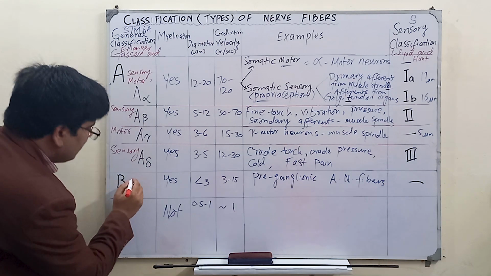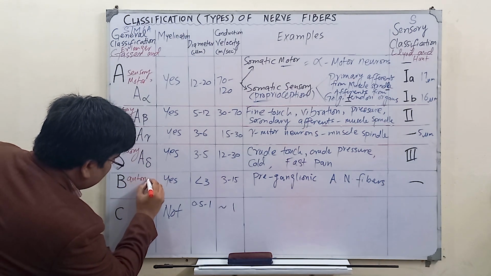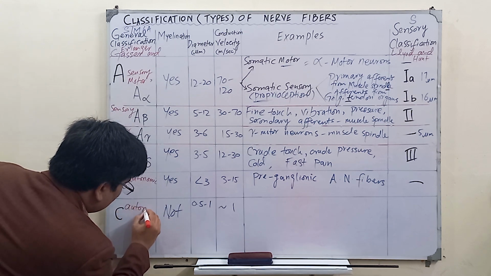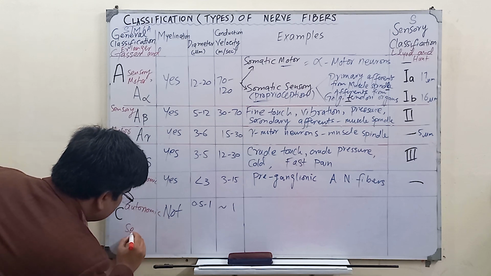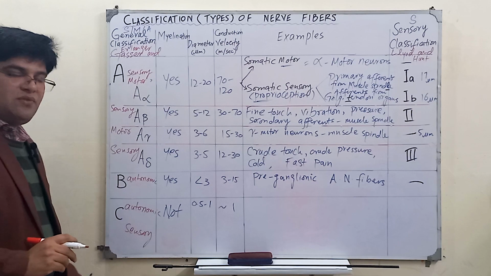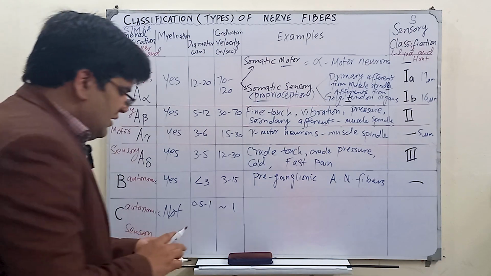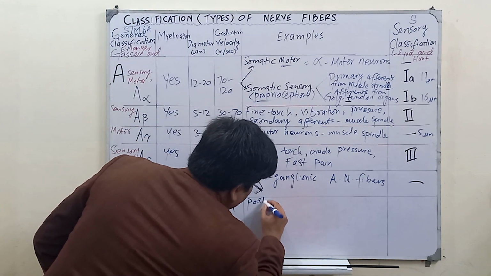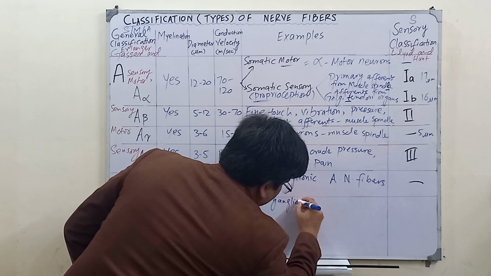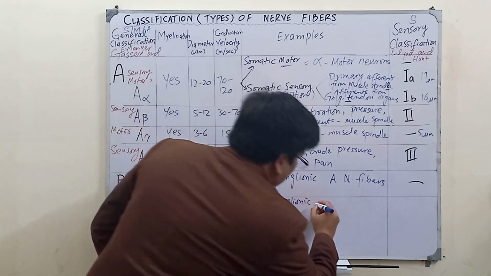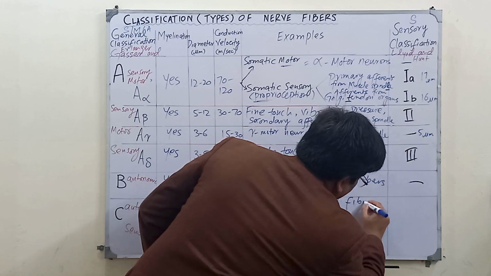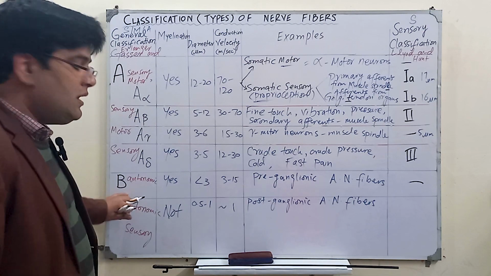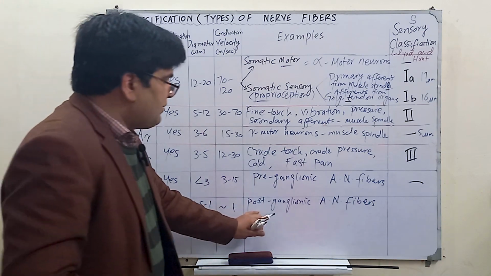B type of nerve fibers, they are autonomic motor. And here C type of nerve fibers, they are also autonomic and sensory as well. So it means there are two types of nerve fibers which are present in C category of nerve fibers. So first I will talk about the autonomic fibers. Autonomic fibers here, they are postganglionic autonomic nerve fibers, because in case of autonomic nervous system there are two motor neurons in a series. The first one, it comes under B category, the second one comes under C category. So they're postganglionic nerve fiber.